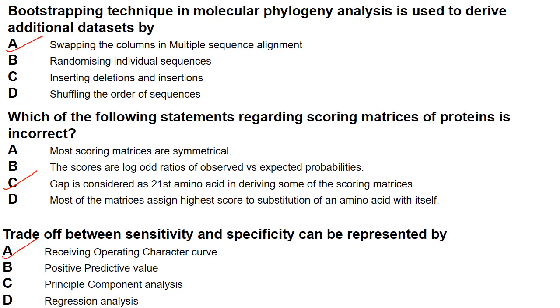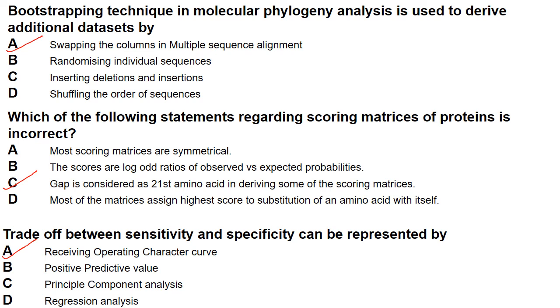Which of the following statement regarding scoring matrices of protein is incorrect? Gap is considered as 21st amino acid in deriving some of the scoring matrices. So that is incorrect statement. Gap is considered as equivalent to 21st amino acids in deriving some of the scoring matrices. That is correct.